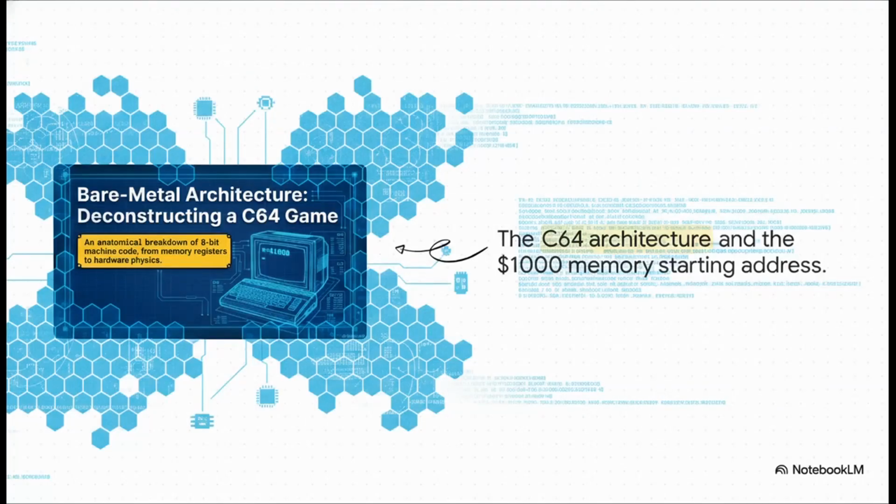To really grasp this, we've got to look at the physical hardware itself. When we deconstruct a classic C64 game, the whole journey kicks off at the hexadecimal memory address 1000. And by starting our machine code right here, we're doing something that modern developers almost never do anymore. We are bypassing the operating system entirely. We aren't politely asking the OS for permission to draw a pixel or play a sound. No way. We're grabbing the keys to the kingdom and driving the hardware ourselves.